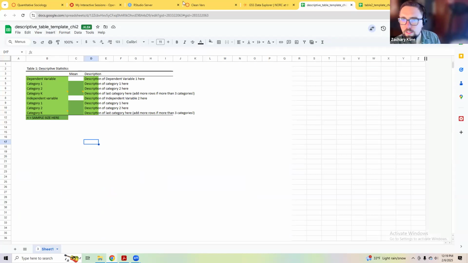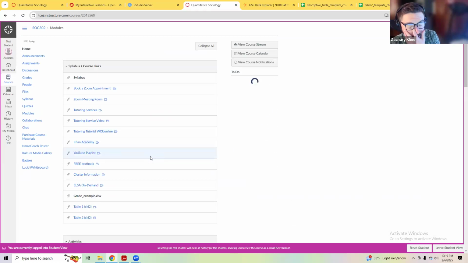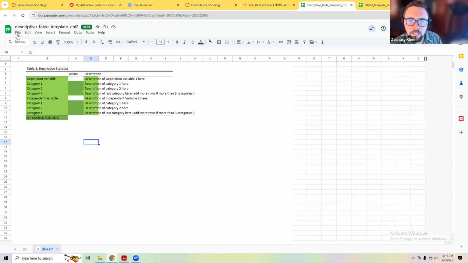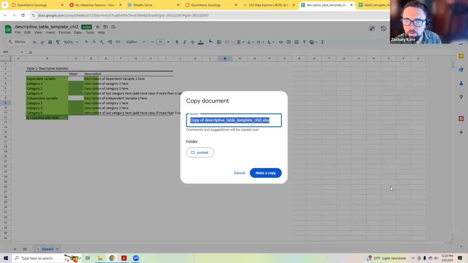So this is the template. You can find the template if you go to Canvas, go to Home. I have the templates listed in many places, but here's one spot, in the syllabus and course links. So I'm just going to make a new copy of this. I'm not directly changing the template that you're going to get. I'm going to call it example descriptive table.